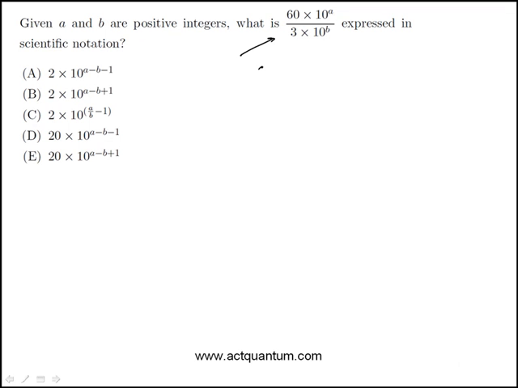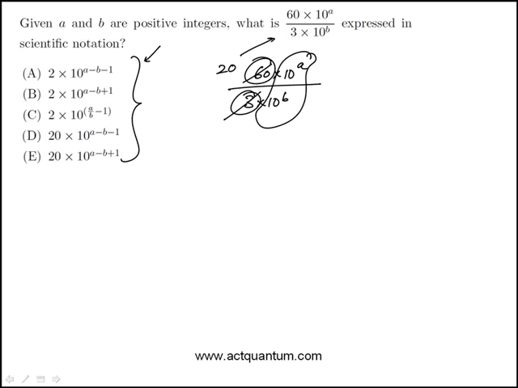So in this problem, we're given this expression with exponents, and we have to simplify and rewrite it in the form that they're looking for. First thing to do is to simplify the division by numbers. So 3 goes into 60 20 times. Now we have this division by the same bases, so here we subtract the exponents. So this would be 20 times 10 to the a minus b.